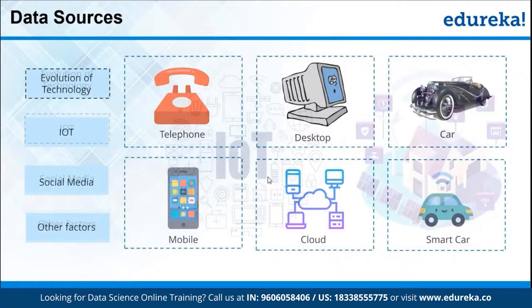data has started increasing. We can talk about telephone, desktop, car, mobile, cloud, smart car. Everywhere data is getting generated. Evolution of technology is one main factor for generating a huge amount of data, right? Then we have IoT, the Internet of Things, so basically we can connect smart devices to all the items we have in our houses. Eventually, even those items will start generating data, right?